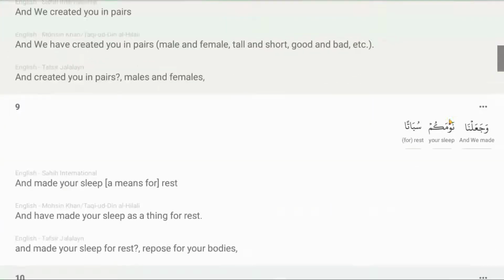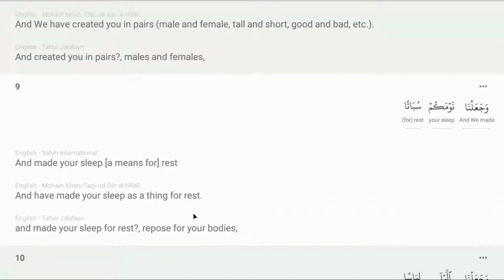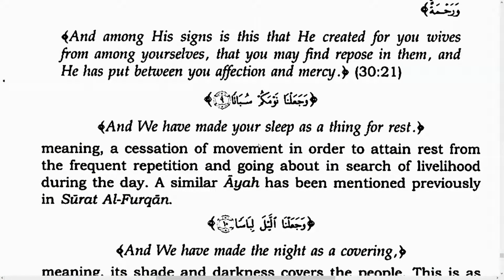So he says, وَجَعَلْنَا نَوْمَكُمْ سُبَاتًا, and we have made your sleep a thing for rest, a repose for your bodies. And he talked about the earth also as resting. All the time he keeps telling about resting, resting, because resting is so important.